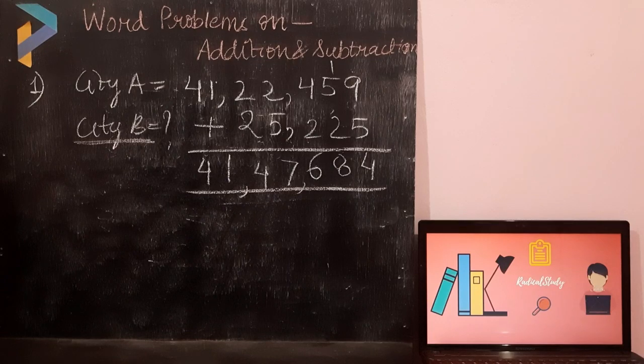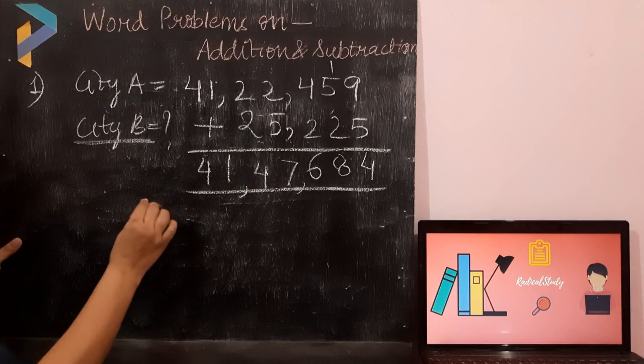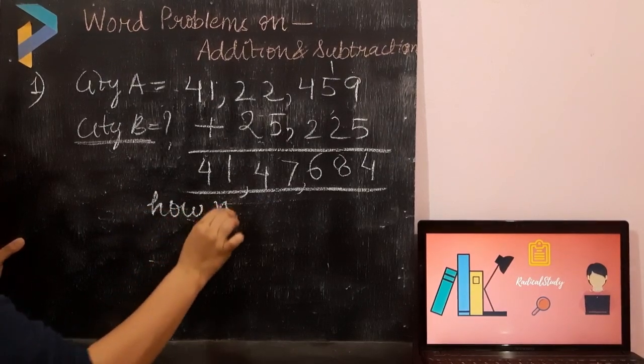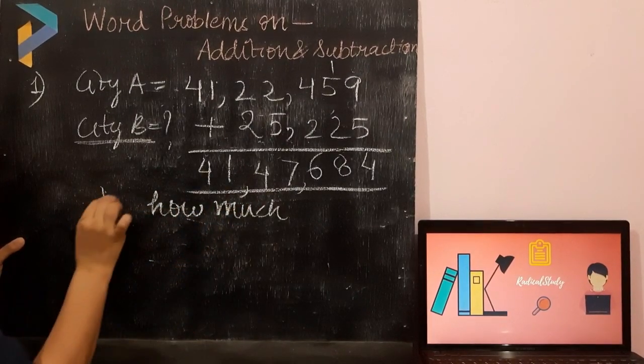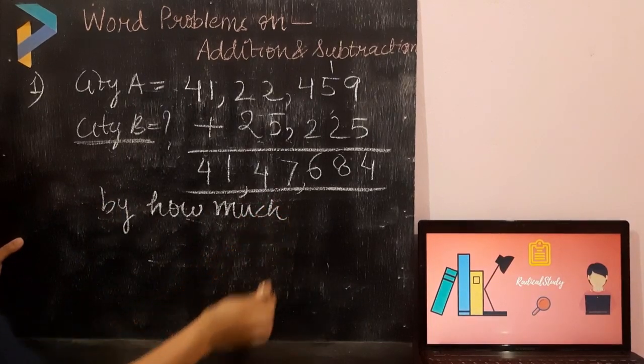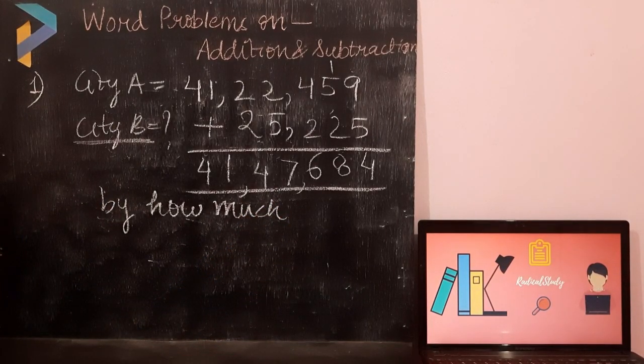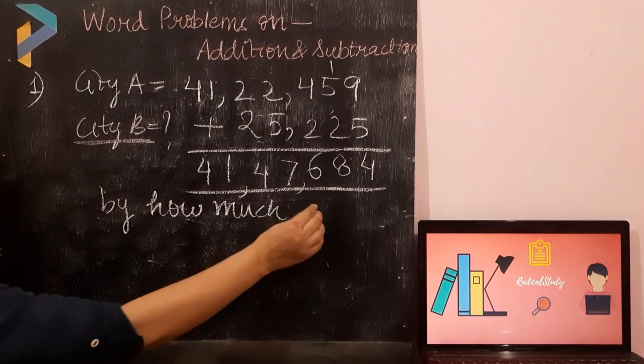So the next question is, Rohit owns a house worth rupees 99,25,000. Mohit purchases a house for rupees 1,22,55,671. Whose house is expensive and by how much? Now which term came? By how much? As I told you, by how much is used in the questions of subtraction. That means in this question we have to subtract.